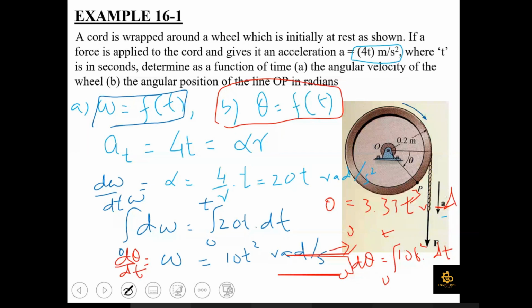So we are going to stop here because it is 12:12. So probably the next problem is not going to be solved in the remaining time. So we are going to stop here. Inshallah, from 16-2 onward we will discuss in tomorrow's class.